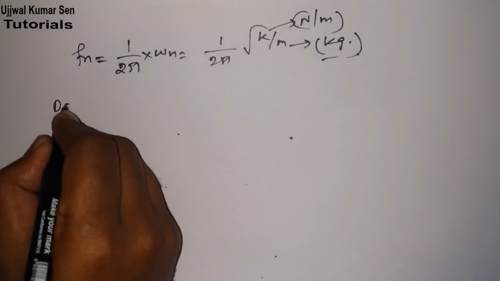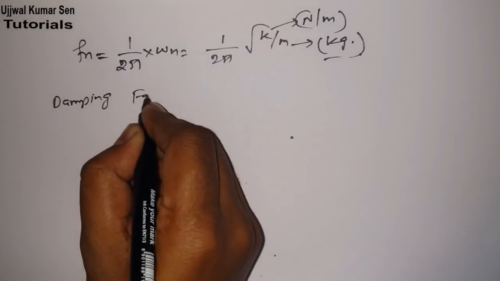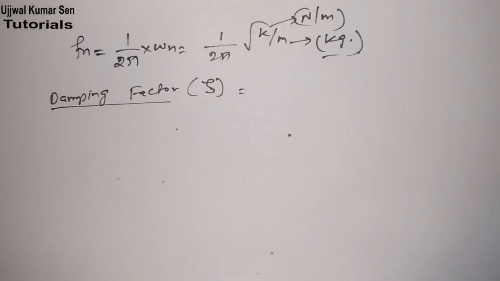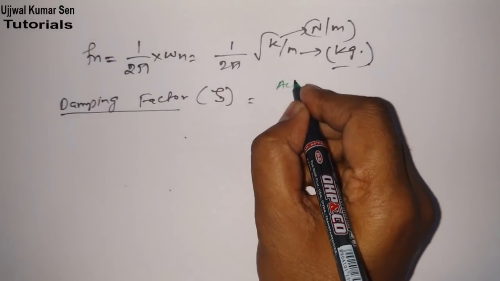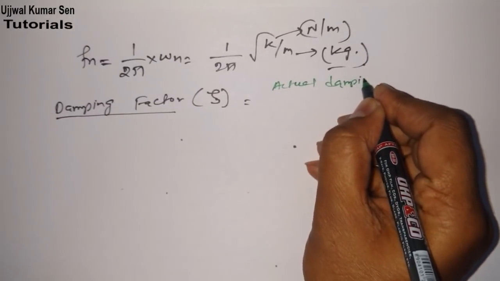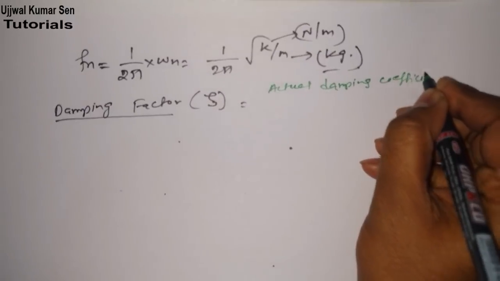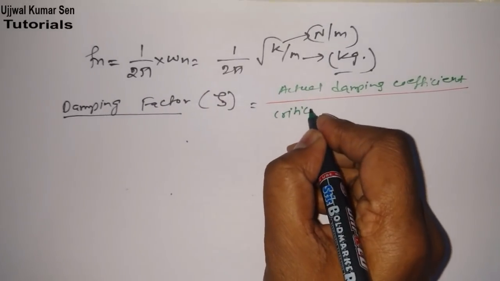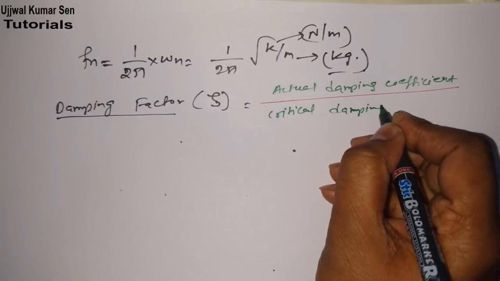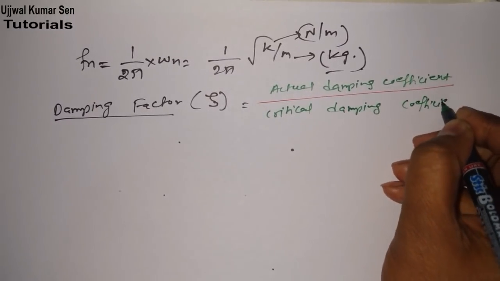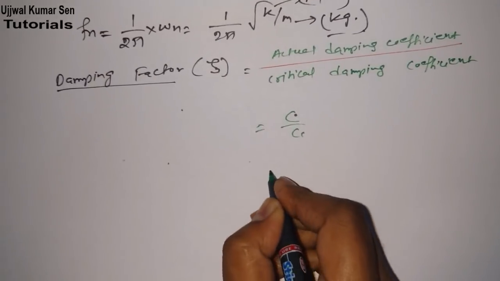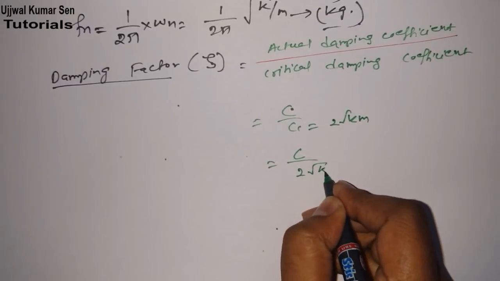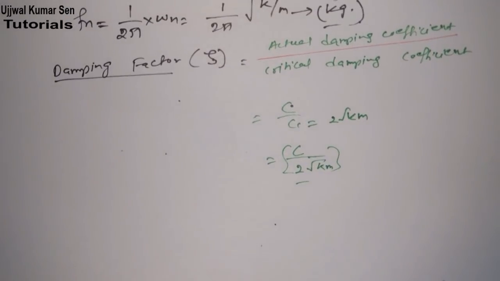Now let's go for the next thing that is also important: damping factor. This damping factor is denoted by zeta, and zeta is known as the actual damping coefficient divided by the critical damping coefficient. So it is C by CC, where CC is known as the critical damping coefficient, CC is equal to 2 root under Km. This is the damping factor.